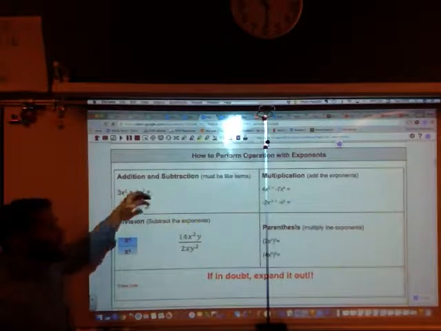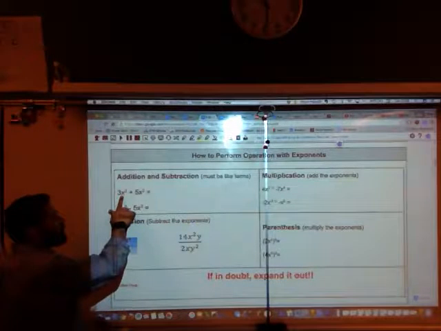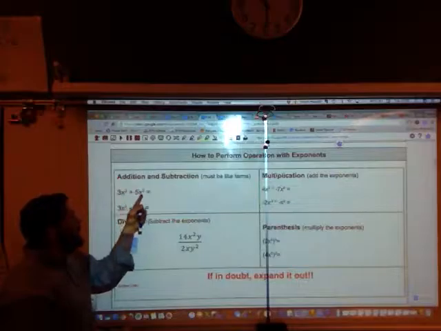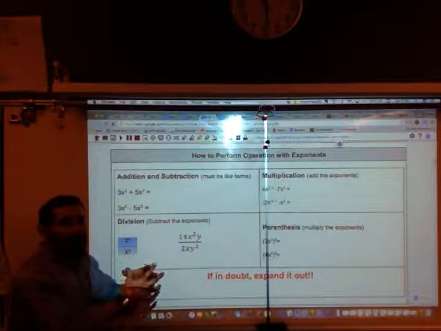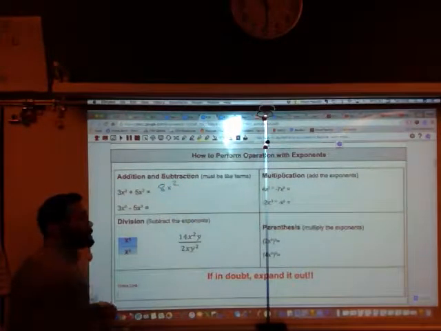Adding and subtracting. They must be like terms in order for you to do that. So if I'm looking here, I got a 3x squared plus a 5x squared. Both of them are x squareds. They are like terms. They have the same base, so I actually can combine those. So that is an 8x squared.